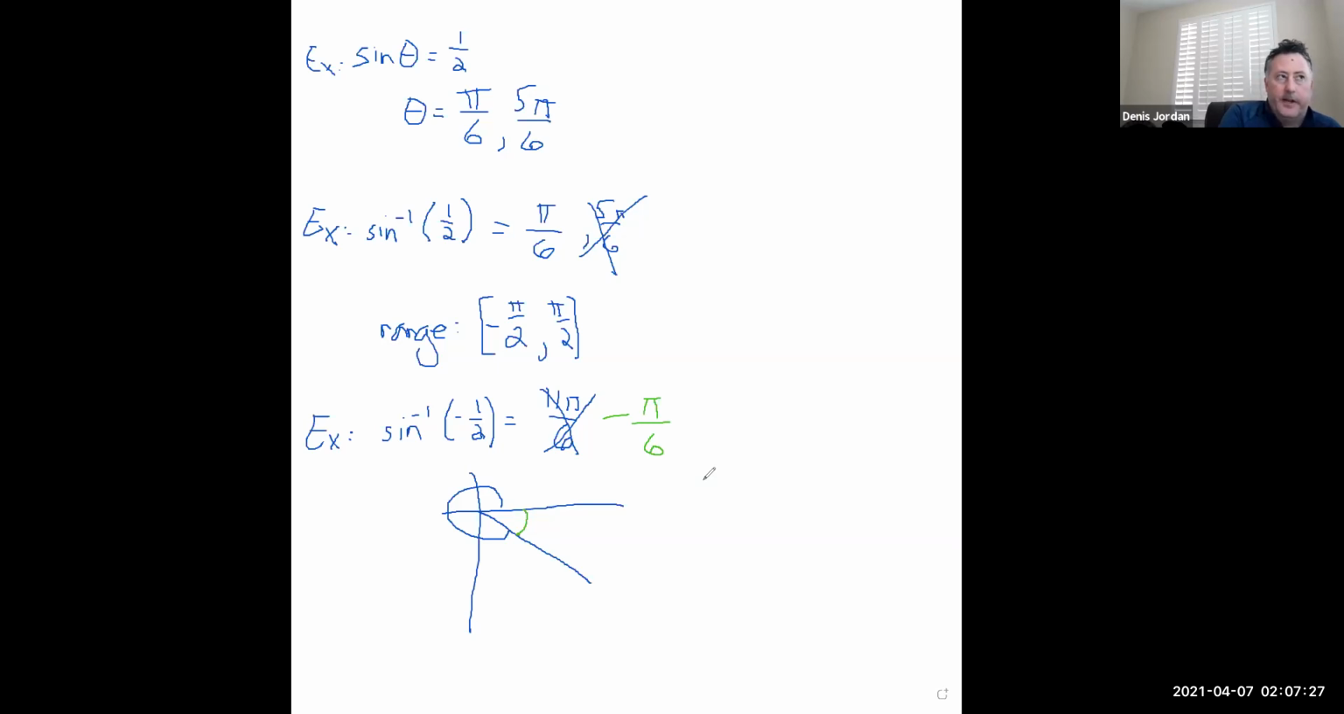So for inverse sine and inverse tangent, if the number inside of there is negative, like this negative 1/2, your answer is going to be negative as well, because you've got to rotate in the negative direction to get to quadrant 4.